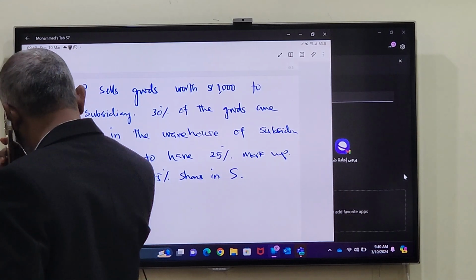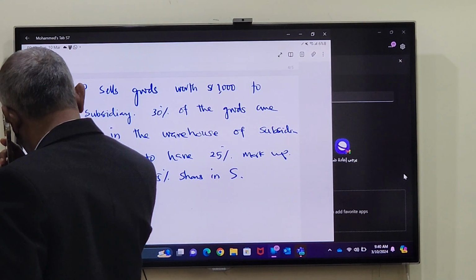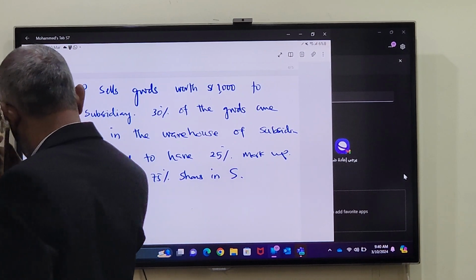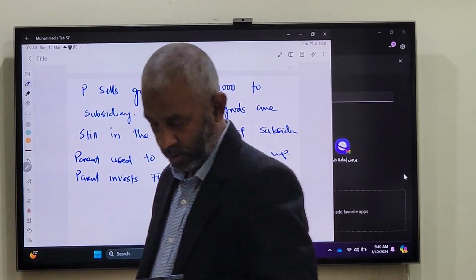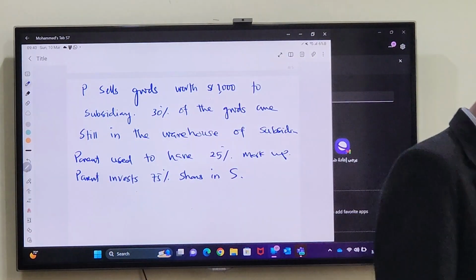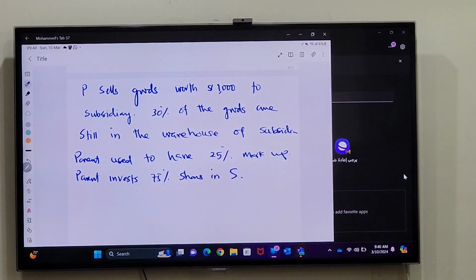Yeah, it's in the requirement, right? Okay, thank you. Parent company sells goods worth 1,000. You need to assume this is sales to the subsidiary. 30% of the goods are still in the warehouse of the subsidiary. Parent used to have 25% markup on all the goods that they sell. Parent invests 75% shares in the subsidiary.